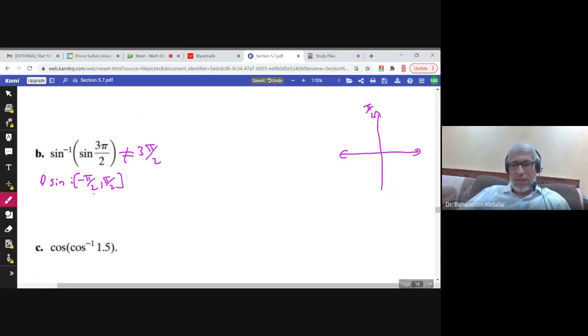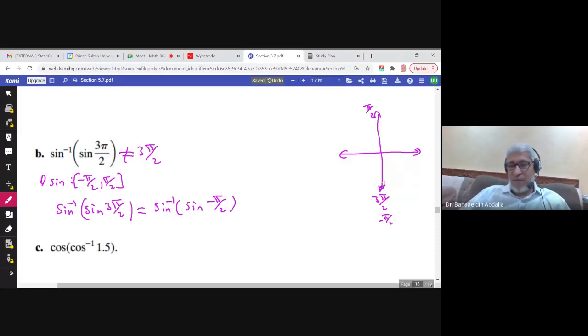So here, if you go in the positive direction, this is 3π/2. Okay, and in the negative direction, this is also -π/2. So we can say that sine inverse sine 3π/2 is equal to sine inverse sine -π/2. Why -π/2? Because -π/2 and 3π/2 are coterminal.